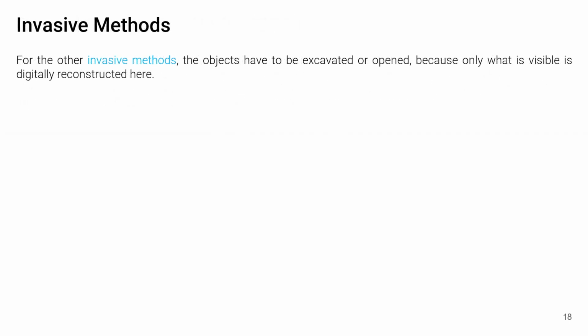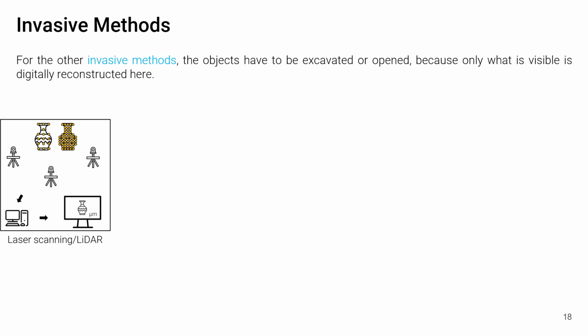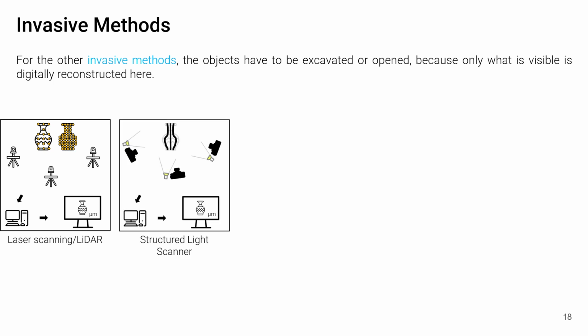Other methods, in which the object of interest is first excavated, opened or exposed, belong to the so-called invasive methods. These methods can only digitally reconstruct things that are visible. Laser scanning uses special devices that systematically scan the object's surface with the aid of laser beams. Here, for example, the scanning rate can be set via the distance. In structured light scanning, various structured light patterns are projected onto the object's surface and recorded by a camera. The surface structure can be derived from the projection pattern of the light stripes.